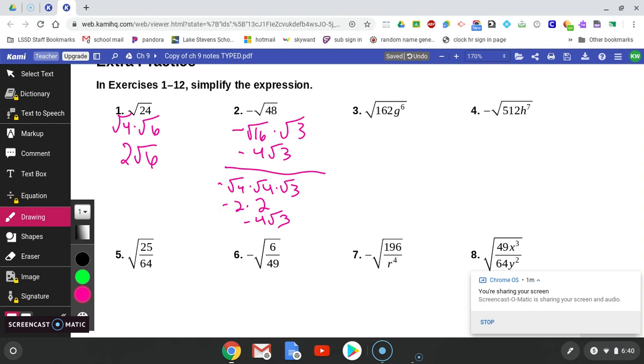Remember, as long as you end up with the same end result, then you've done it an okay way. So number 3, the biggest one I can break it up to is actually the square root of 81 times the square root of 2. You could have found a smaller one.